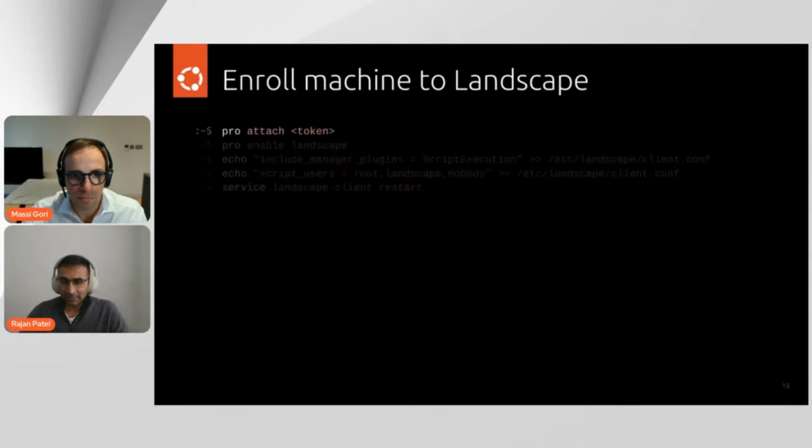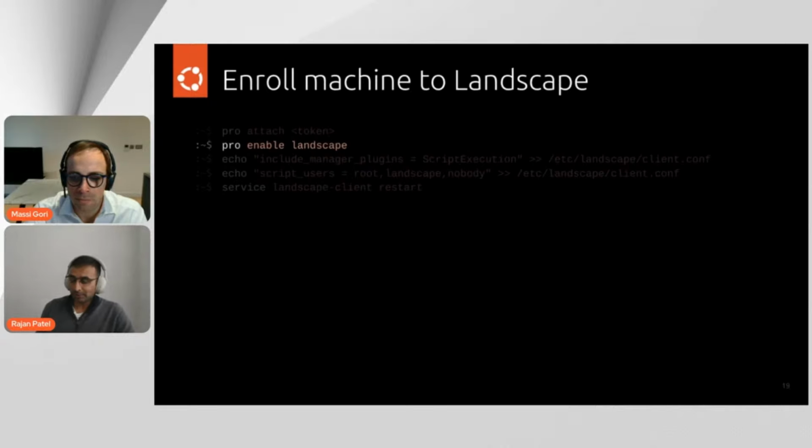So to get started, first you'll want to enroll your machines into Landscape. It starts with attaching your Ubuntu Pro token to your machines. All Ubuntu machines have the Pro client installed, so you can run the Pro attach command. And to get your token, you just go to ubuntu.com/pro/dashboard. Once you get your token, you run the Pro attach token command. Next, you're able to run Pro enable Landscape.